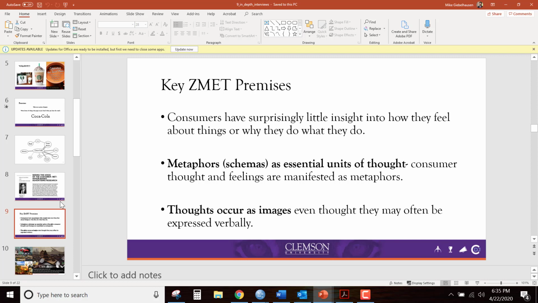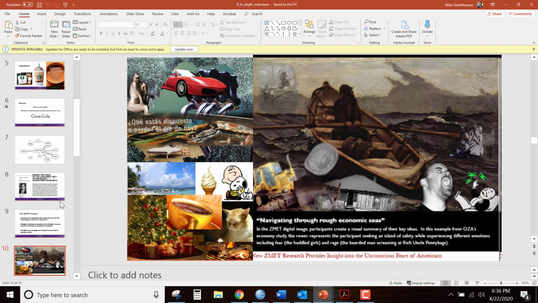And the key premises are, again, consumers really have very little insight into how they feel about things or why they do the things they do. So this is something we see over and over again in research. And that schemas are how people understand the world. So if you want to understand how people understand the world, maybe it's good to tap into metaphors. And also that thoughts occur as images, which is why ZMET in particular is an image-based technique. So what ZMET does, if you'll remember, they ask people to collect images that relate to their thoughts and feelings about some topic.